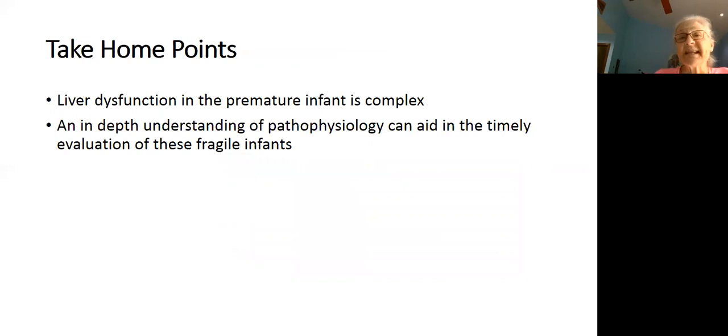So liver disease is really common in the premature infant, and it's very complex. And I think you need to remember to understand the pathophysiology of the preterm, and that will help you guide the evaluation of their liver dysfunction.